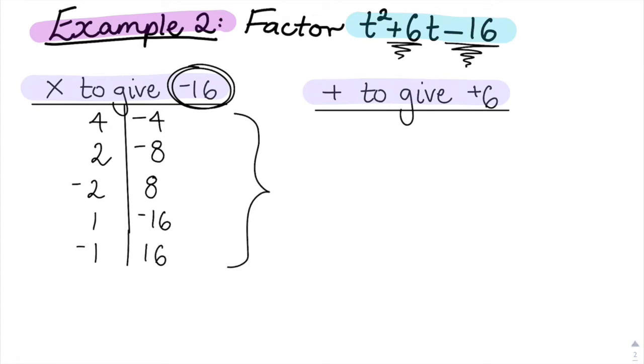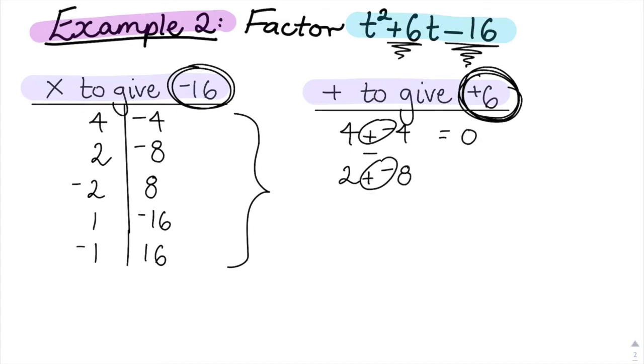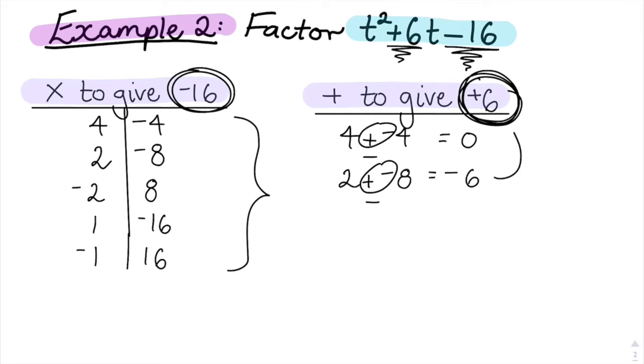Let's move on over to here to see if one of those sets actually adds to give us the positive 6 that we're after. Let's start with 4 being added to negative 4. The positive and negative give us a negative, and 4 minus 4 is 0. 2 plus negative 8. Again, this positive and negative gives us a negative, and 2 minus 8 is negative 6. Not quite the positive 6 that we're after. So let's try negative 2 and positive 8. They give us the positive, and negative 2 plus 8 gives us positive 6, which is just what we were hoping for. So we know that negative 2 and positive 8 are our factors.